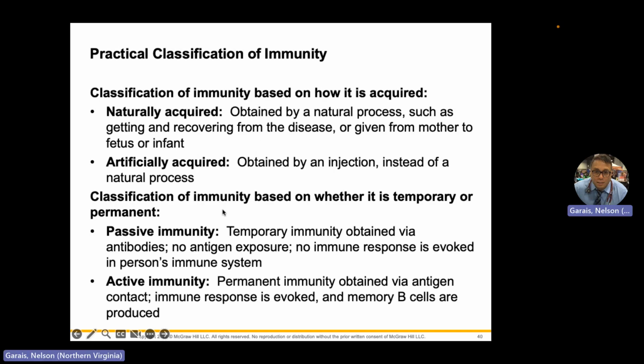Here are some other classifications, natural versus artificial. Of course, natural is a natural process, like you either can get sick or your mom could give it to you via mother's milk. That's one way to do it. Artificially, of course, is vaccines. You also have passive versus active. Passive is temporary, right? And you get that through antibodies. No immune response was evoked. That means you never really got sick, right? But active immunity is if you really got sick, you made B cells, okay, and you went through the whole process, okay?